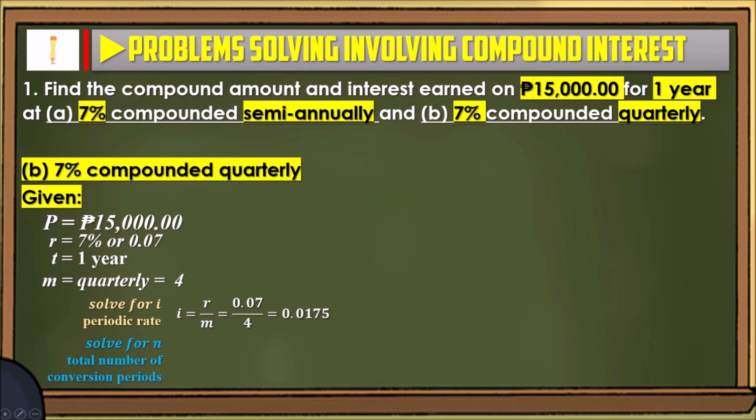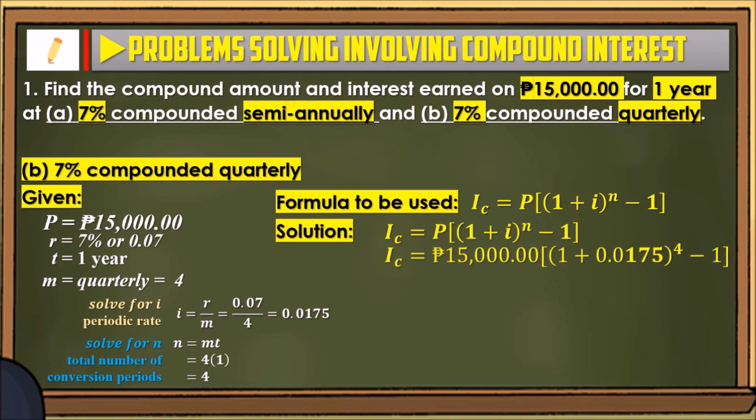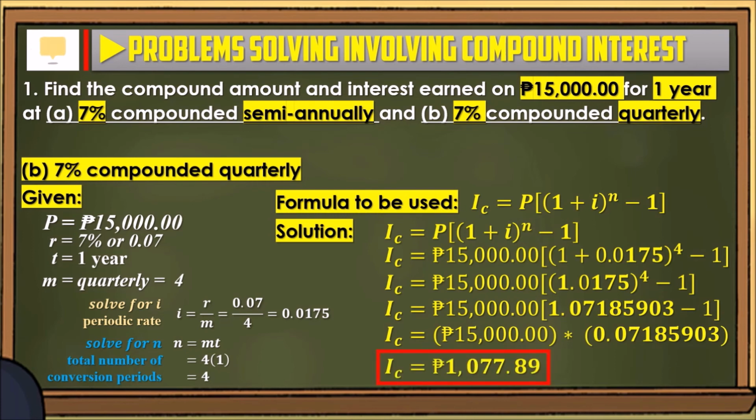Next is to solve for n, or total number of conversion periods. Total number of conversion periods is equal to the product of conversion period and time. n is equal to 4 times 1 is equal to 4. This is the formula we're going to use in finding the compound interest. Now, use the formula in finding the compound interest. Substitute the given to the formula. Now, perform the operation. Final answer for compound interest is 1,077.80 pesos.